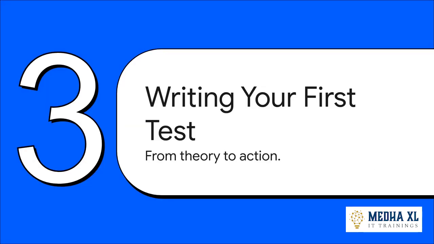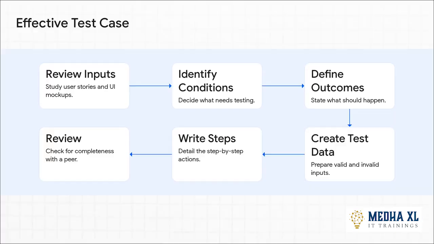Okay, so the theory makes sense. But how do you actually write one of these? Let's shift gears from theory into action and walk through the practical steps for creating your very own test case. It's a pretty straightforward 6-step process. First, you review everything you've got, the user stories, the design mockups, all of it. Then you pinpoint exactly what you're going to be testing. Step 3 is key. Define the successful outcome, what should happen.